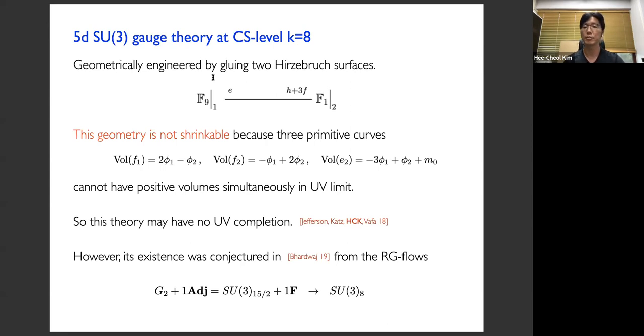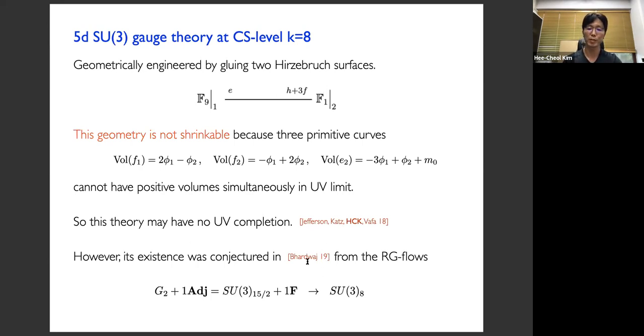This geometry is realized by gluing two Hirzebruch surfaces, F0 and F1, in the following way. And it turns out that this geometry has three primitive curves. These three primitive curves cannot have positive volumes at the same time in the UV limit. The UV limit is basically the limit where we turn off this mass parameter. It simply means that in this geometric phase, we cannot find the CFT fixed point. So it's not shrinkable, and because of this fact, we first conjectured this theory will not have a UV completion.